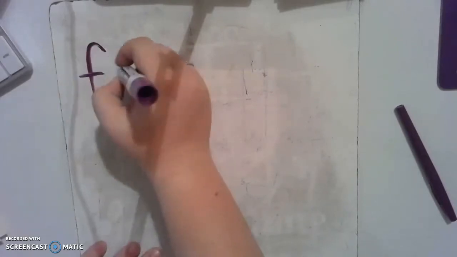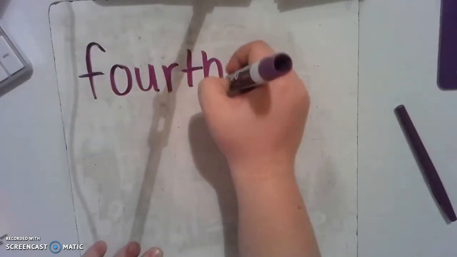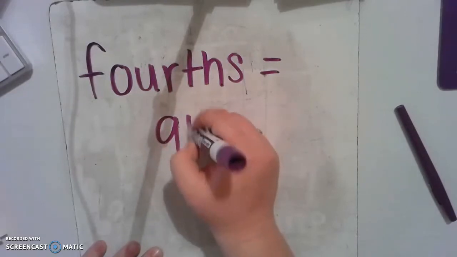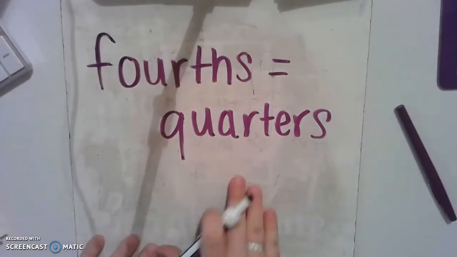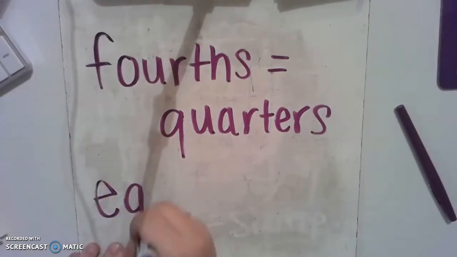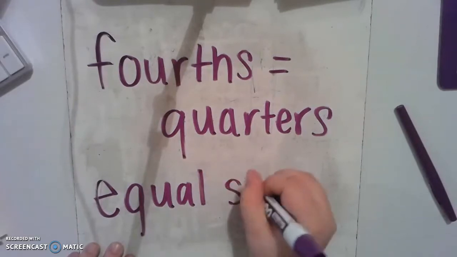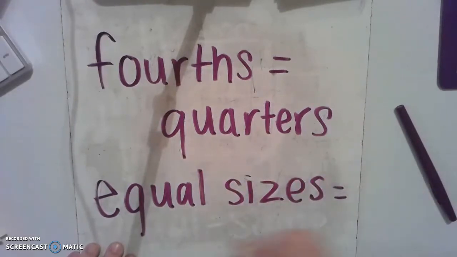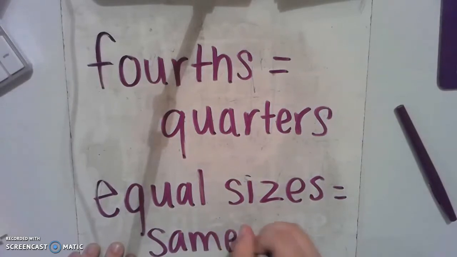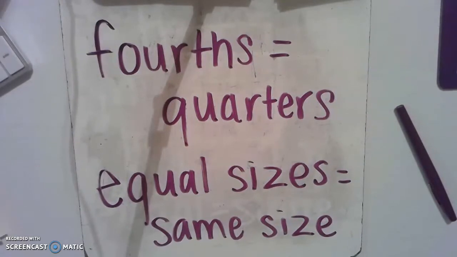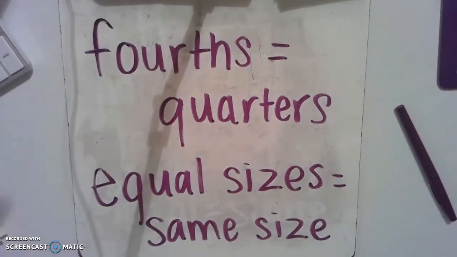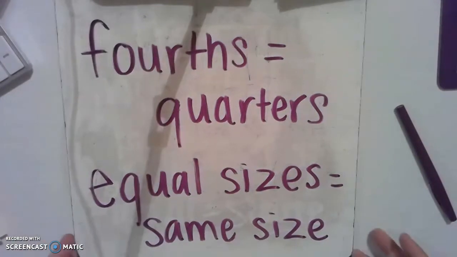So there's no way you can cut your triangle into four equal parts. But I want to remind you real quick that fourths is the same thing as quarters. Okay, so fourths and quarters, and they all have to be equal sizes or the same size. Okay, so now that we have reviewed that, this makes it a little bit easier to understand.